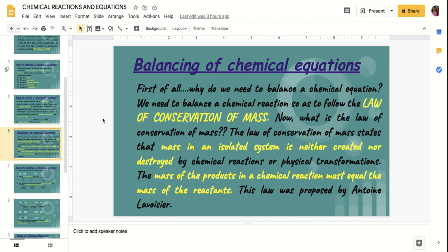So we learned that a chemical reaction is said to have taken place when there is a change in chemical and physical properties. So neither by chemical reactions nor by physical transformations can we change the particular mass of a substance. That basically means that we need to conserve mass. Now how will we do that? The mass of the products in a chemical reaction must equal the mass of the reactants.